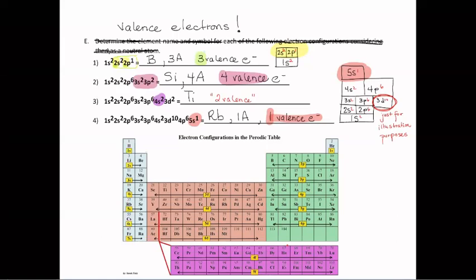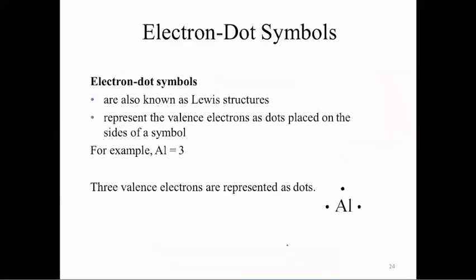Lastly, when it comes to valence electrons, we can illustrate those valence electrons by writing the element symbol and writing dots around them, okay? So the valence electrons are illustrated in what are called Lewis structures. And remember, in Lewis structures, we're only looking at the valence electrons. Now, you can see here in the example of aluminum. Aluminum lives in group 3A. So it has 3 valence electrons.